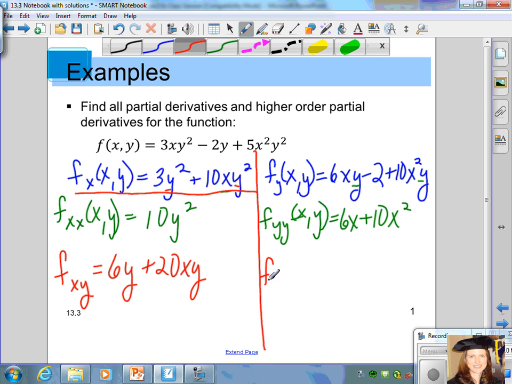Let's find the mixed partial derivative, f, y, and then x. Again, we're going back to this step here, the partial with respect to y, and then take the derivative of that with respect to x. We're treating x as a variable now and y as a constant. The derivative of 6 times x is 6 times this constant. We get 6y. Derivative of minus 2 is 0, and the derivative of 10x squared is 20x times y.